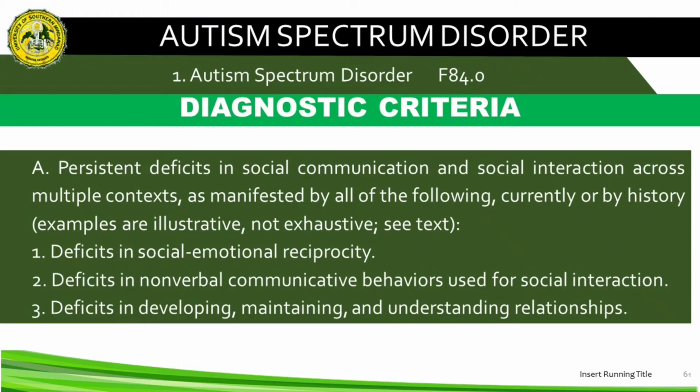Next online, we have autism spectrum disorder, F84.0. For its diagnostic criteria, criterion A: persistent deficits in social communication and social interaction across multiple contexts as manifested by all of the following, currently or by history.